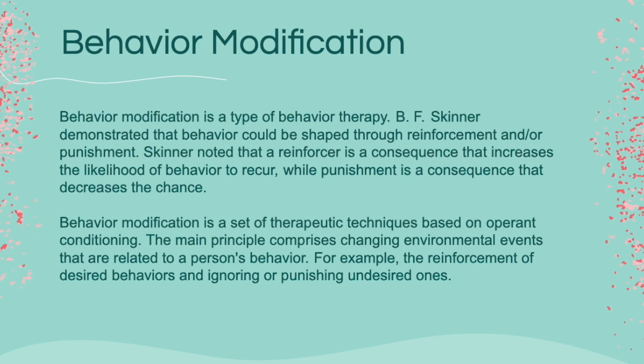Behavior modification. Behavior modification is a type of behavior therapy. B.F. Skinner demonstrated that behavior could be shaped through reinforcement and/or punishment. Skinner noted that a reinforcer is a consequence that increases the likelihood of behavior to recur, while punishment is a consequence that decreases the chance. Behavior modification is a set of therapeutic techniques based on operant conditioning. The main principle comprises changing environmental events that are related to a person's behavior. For example, the reinforcement of desired behaviors and ignoring or punishing undesired ones.